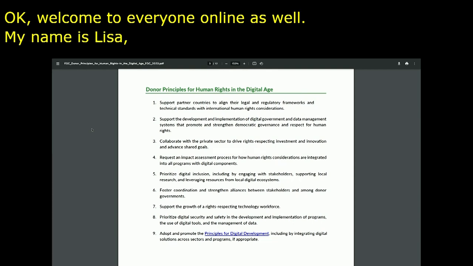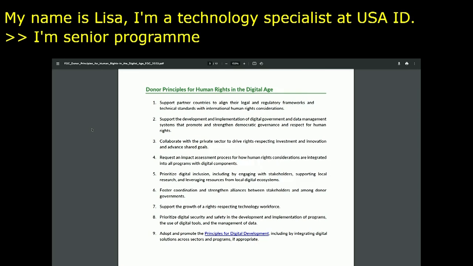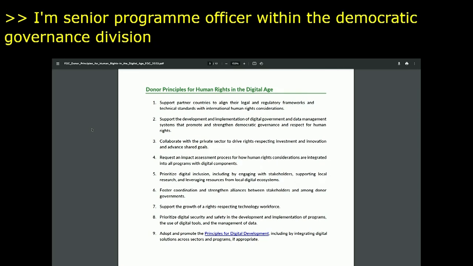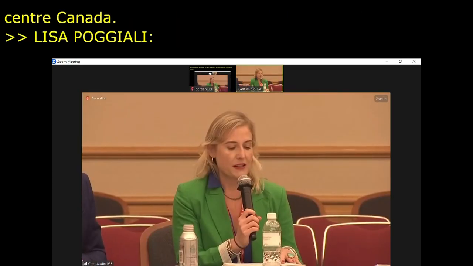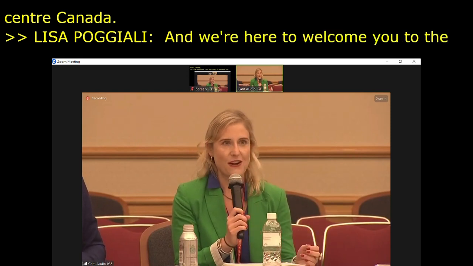And I'm Sina Leclerc, senior program officer within the Democratic and Inclusive Governance Division in the International Development Research Center, Canada. Okay, and we're delighted to welcome you to this session to launch the Donor Principles for Human Rights in the Digital Age. I just want to give a few housekeeping notes, and then we will officially start the session.